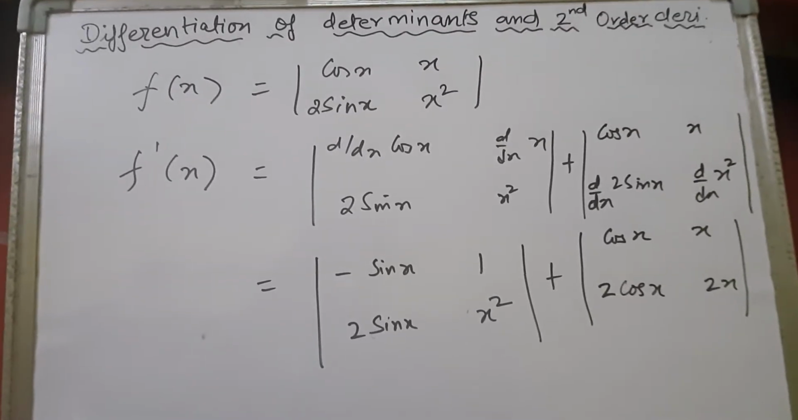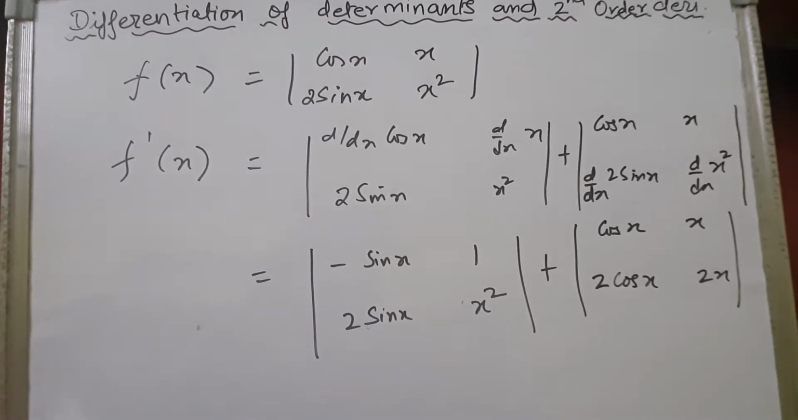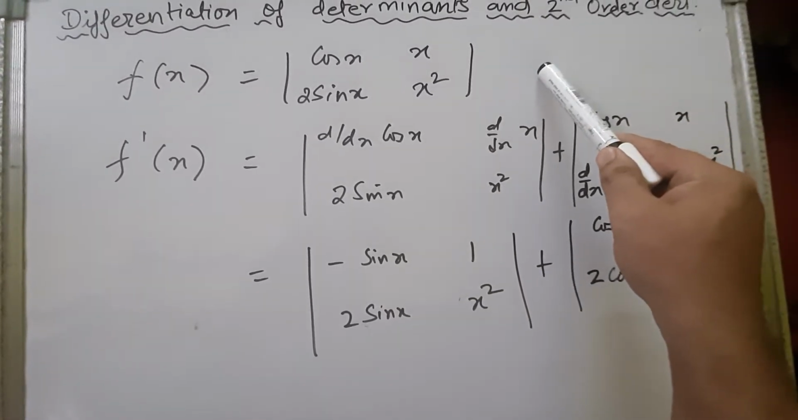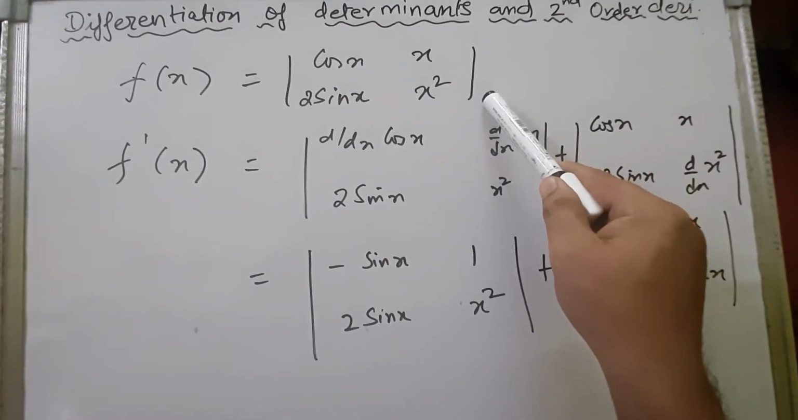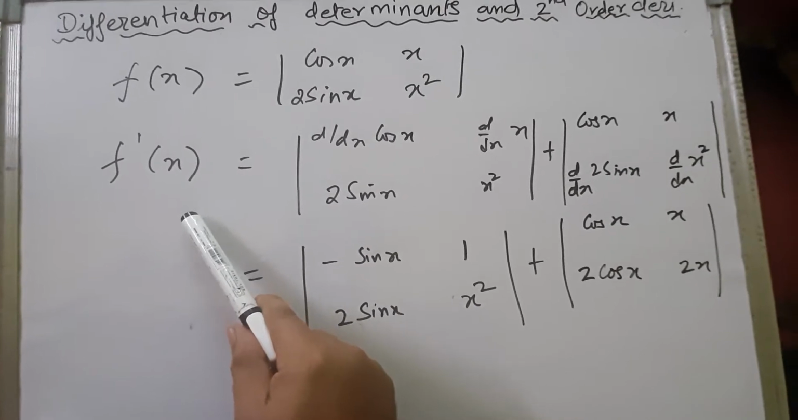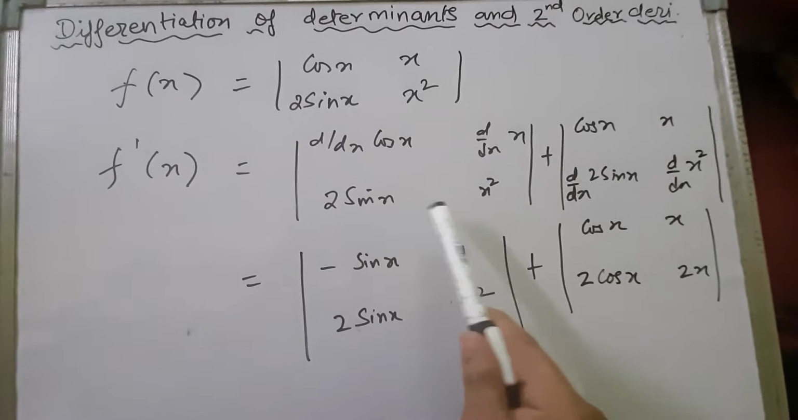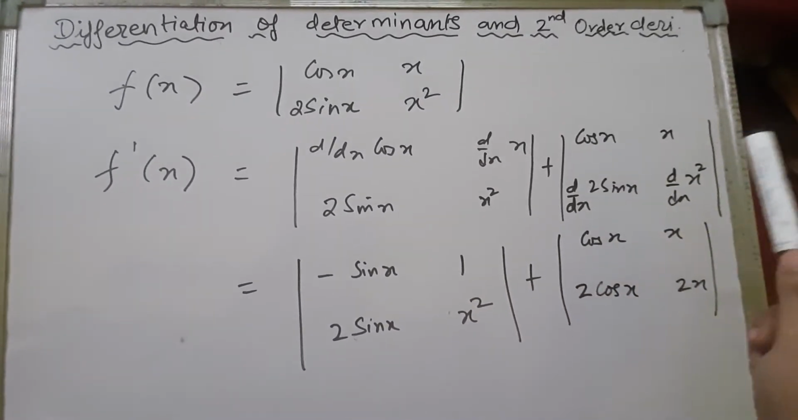Now let's see this sum children. It is given that the determinant of second order, f(x) equals, in the determinant cos x and x as the first row, 2 sin x and x square in the second row, right? Then the derivative of this determinant will be, first we differentiate the first row, the second row will remain same, then we differentiate the second row, the other rows will remain same.